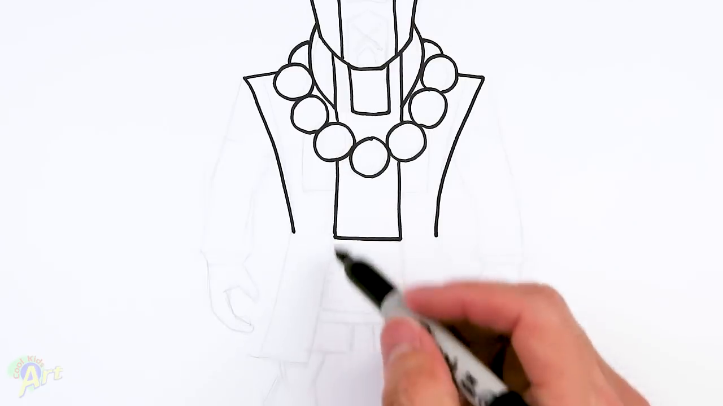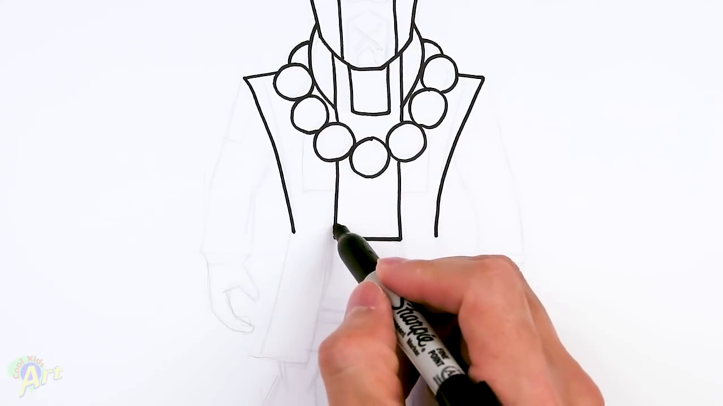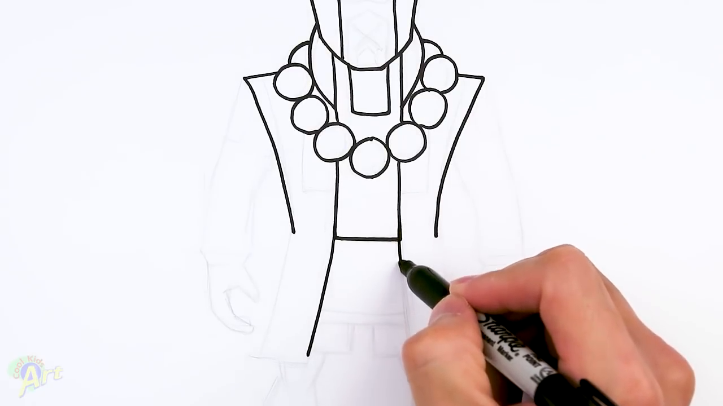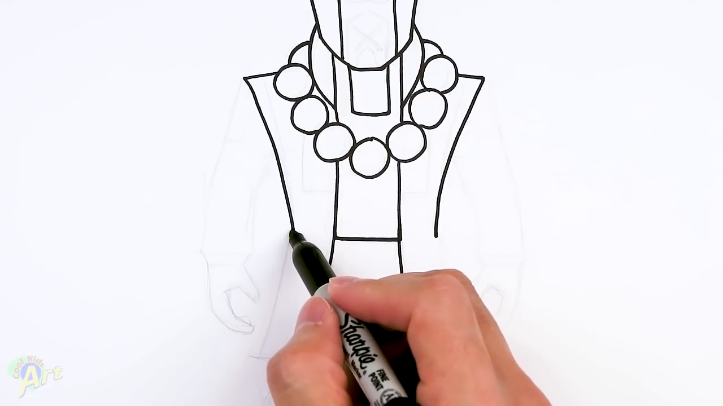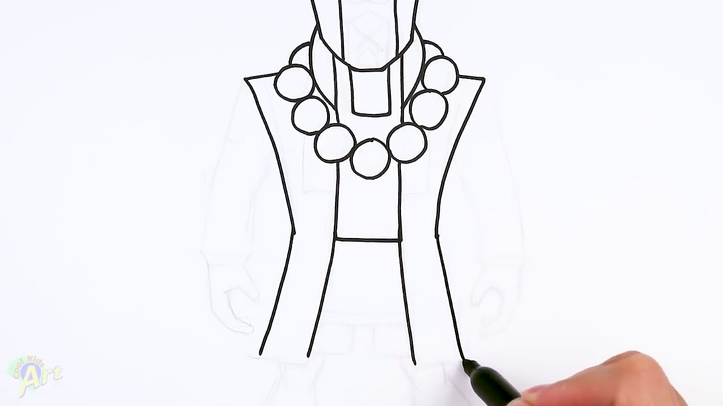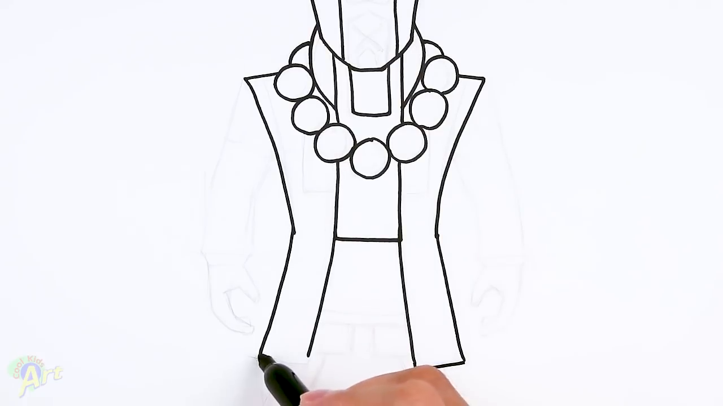And let's just go ahead and finish off his jacket here. So we're going to come down, continue with this line. Let's curve it out slightly. And same thing on the outside here. Let's go out. And then just close it off.